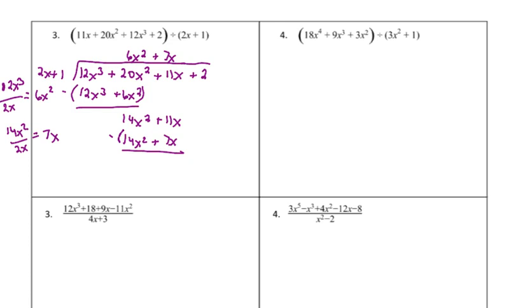Subtract. This gives us 4x plus 2. 4x divided by 2x is 2, so plus 2. And then we get 4x plus 2, a remainder of 0. So this is our answer right here. I'm not going to box it. I'm just going to point it out.